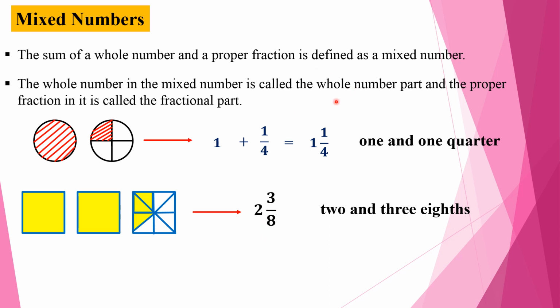And so what is the whole number part and the fractional part? This whole number is called the whole number part, and this proper fraction, actually this one should be a proper fraction, always the numerator is less than the denominator. This fraction is called the fractional part. Okay, now I think you have got an idea about mixed numbers. Next we discuss the improper fraction.